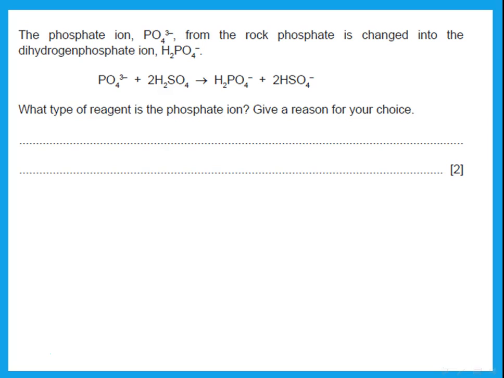Okay? I am assuming, of course, that you have read these questions, tried them, and have an idea about them. Okay? What type of reagent is the phosphate ion? Okay, let's look at the equation. What has happened to the phosphate ion? The phosphate ion is the PO4 3-. It has changed into H2PO4, and that means that it has received H pluses. It has taken H pluses. So actually, in this case, it's acting as a base because it accepts protons.